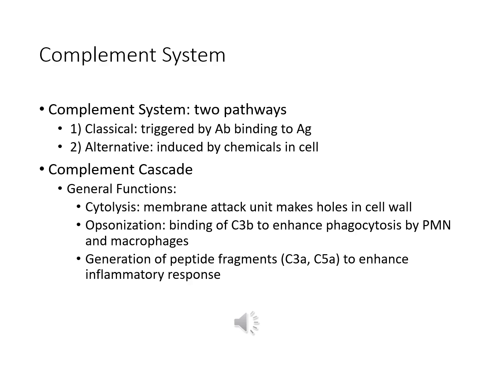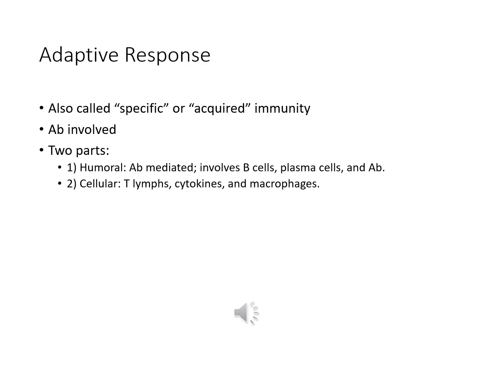Anytime contents of the organism are released, they become non-viable. Opsonization is the binding of the C3b to the foreign body, and it enhances the phagocytosis by the PMNs and your macrophages. And then we get to the generation of peptide fragments such as C3a and C5a, and that helps to enhance the inflammatory response.